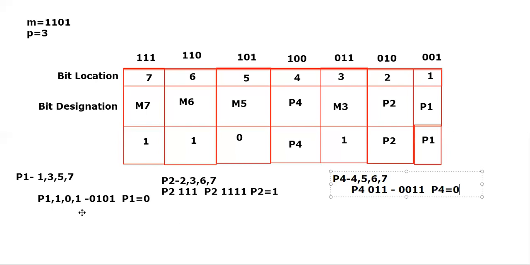Now we have calculated the values of P1, P2 and P4. Let us replace them. The value of P1 that we have got is 0. The value of P2 that we have got is 1. The value of P4 that we have obtained is 0. Now this is where a Hamming code is generated based on the parity bits, with P equal to 3. So this is how you generate a Hamming code for reliable transmission.